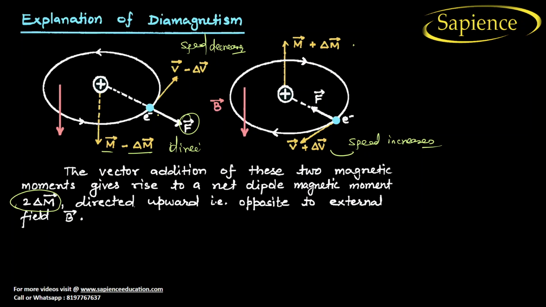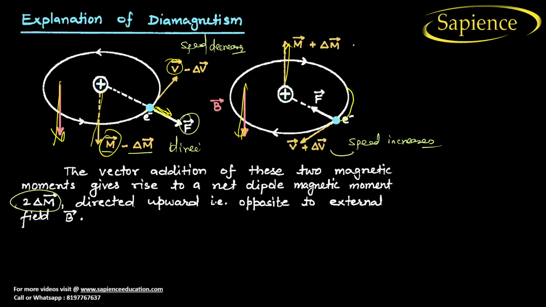Due to this, what happens? If you place a magnetic field in this direction, a force acts due to the movement of the electron. If the electron is moving with velocity v, a force will be acting in this direction. Due to this, a dipole moment will be created, and in this direction also a dipole moment will be created.